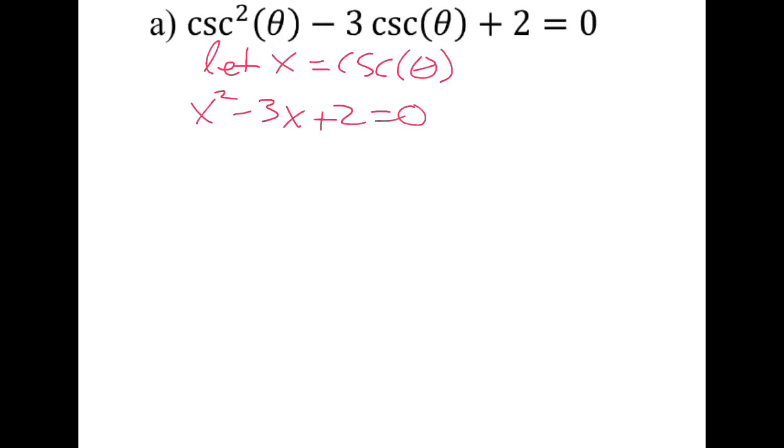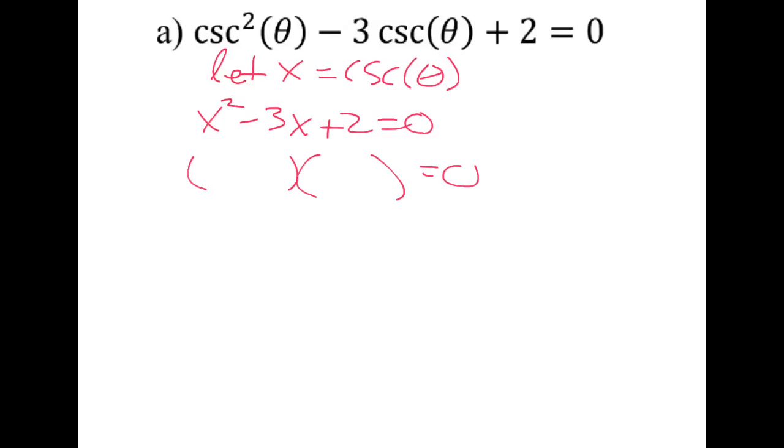and I'm going to start by making a substitution. I'm going to say let x equal cosecant of theta, because then I can rewrite this as x squared minus 3x plus 2 equals 0, and it's just a quadratic that I need to solve. So how does this factor? Well, it's going to factor as x and an x right there. We need to multiply to 2, so we need a 2 and a 1. And notice that the 3x is negative, so both of these need to be negative.